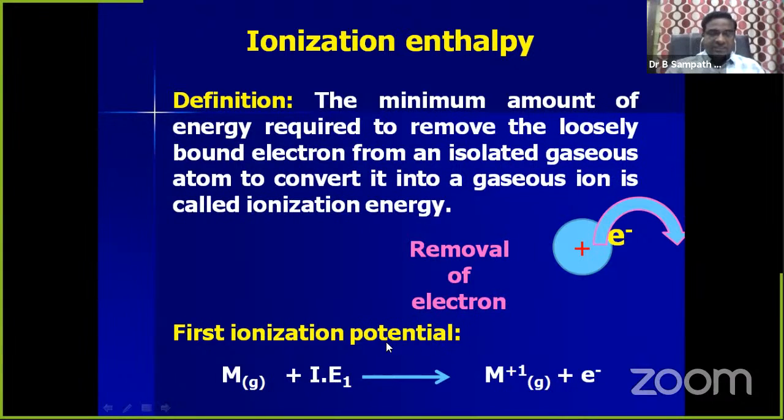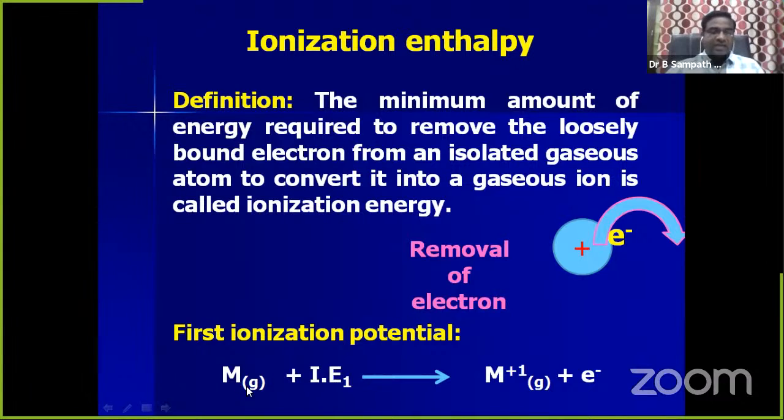Here, see children, what is the condition? The atom should be isolated and in gaseous state. Isolated means it should be single, not in contact with other elements, not in bonding with other elements. It should be isolated and in gaseous state, not in solid or liquid state or any other state. The condition is that it should be in the gaseous state. Now see, here the element is an isolated one and it is in gaseous state.